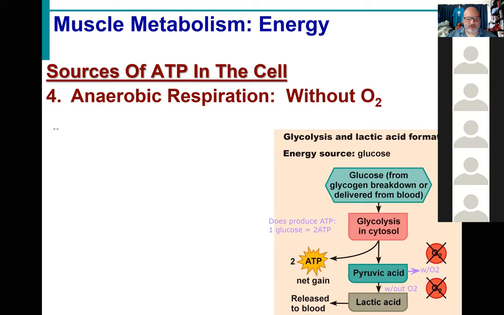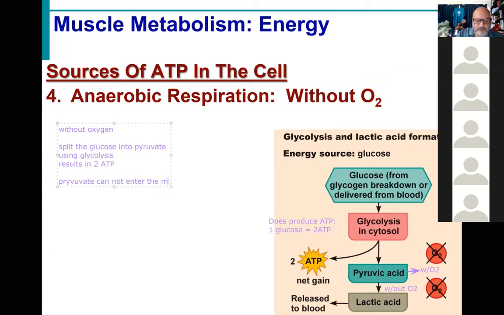So again, what happens here is without oxygen, we still split the glucose into pyruvate using glycolysis. Glycolysis, we get 2 ATP. But without oxygen, what ends up happening is that pyruvate cannot enter mitochondria, and instead is converted into lactic acid.